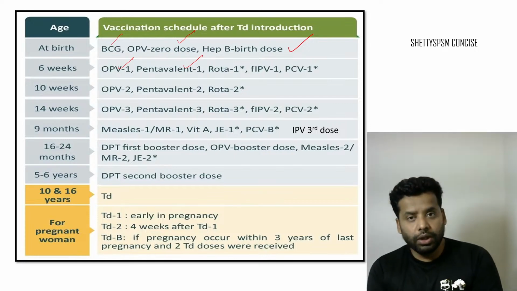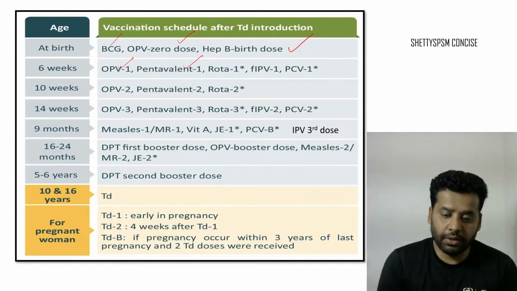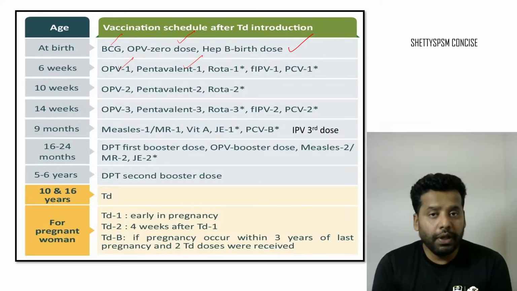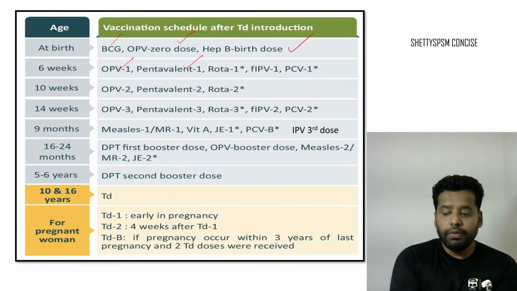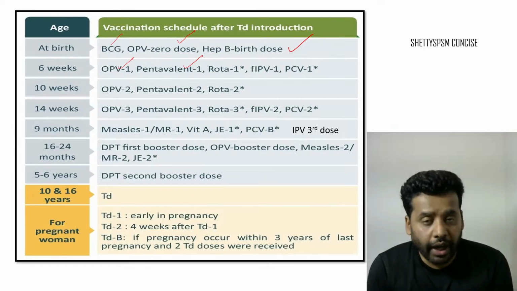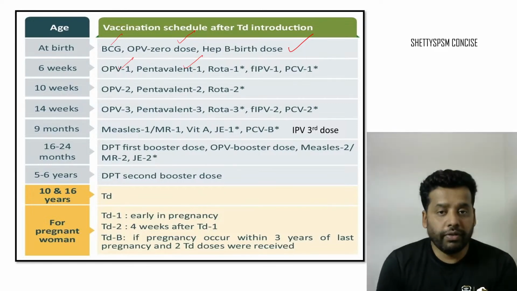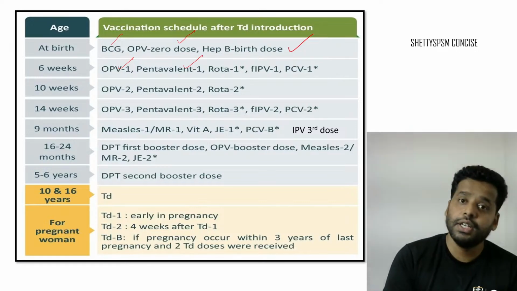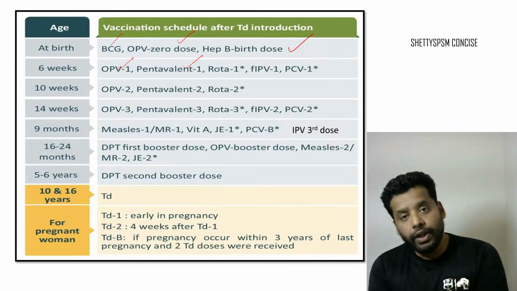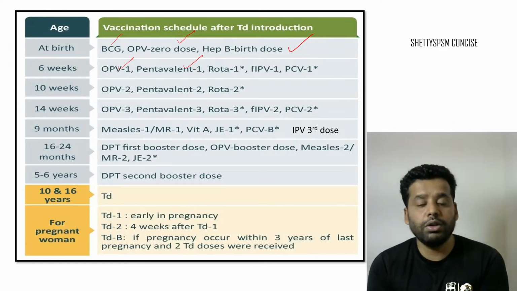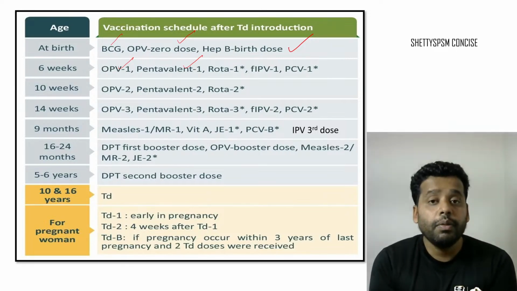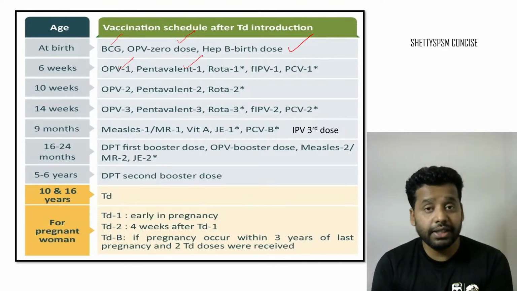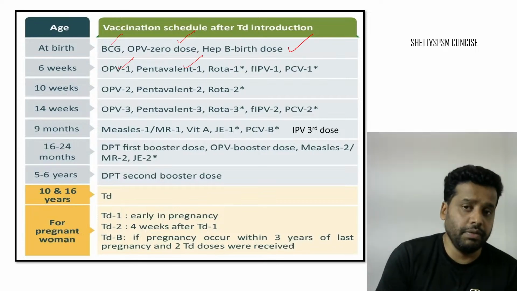Then comes Rota, IPV, PCV. Repeat the words: Rest in peace. Rota, IPV, PCV. What IPV is used? Fractional IPV. Very good. Fractional means the dose is less. We give it intradermally. That is fractional IPV. When IPV was first introduced, we were giving it intramuscularly. That is not done now. We are using fractional now. It is intradermal.